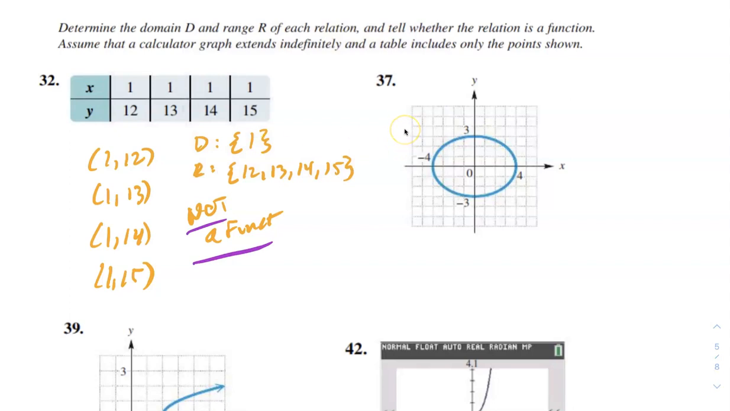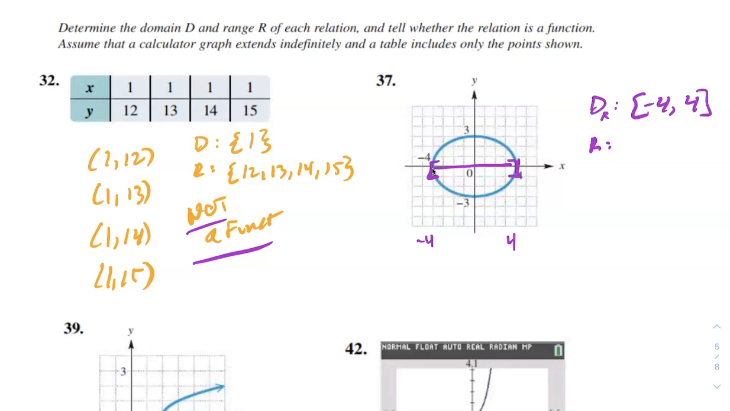The next one, domain. My domain here is a graph, so you want to go furthest left. My furthest left is -4. My furthest right is 4. So that's my domain. My domain is my x values. But now, are we going to count this as a bracket or a parenthesis? Since it is a line, that means you can be that value, so this is actually a bracket. We're going to go from -4 all the way to 4. So in interval notation, -4 to 4.